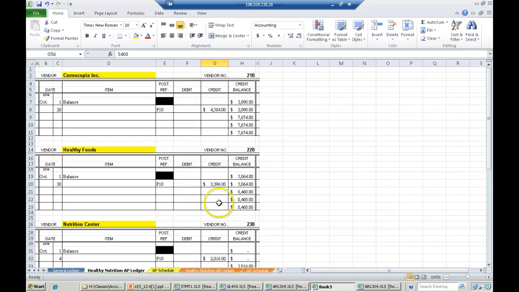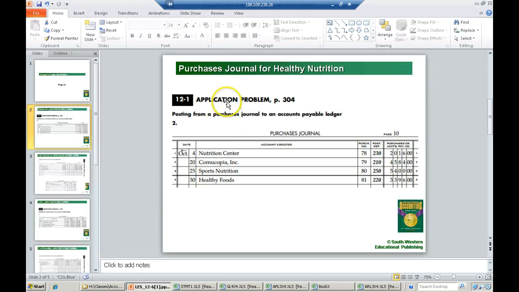So this is what your application problem should look like. So far with these tabs here, our accounts payable ledger is completed. We've transferred everything from the Purchases Journal to our individual subsidiary ledger accounts. Now let's go ahead and move to 12-2.